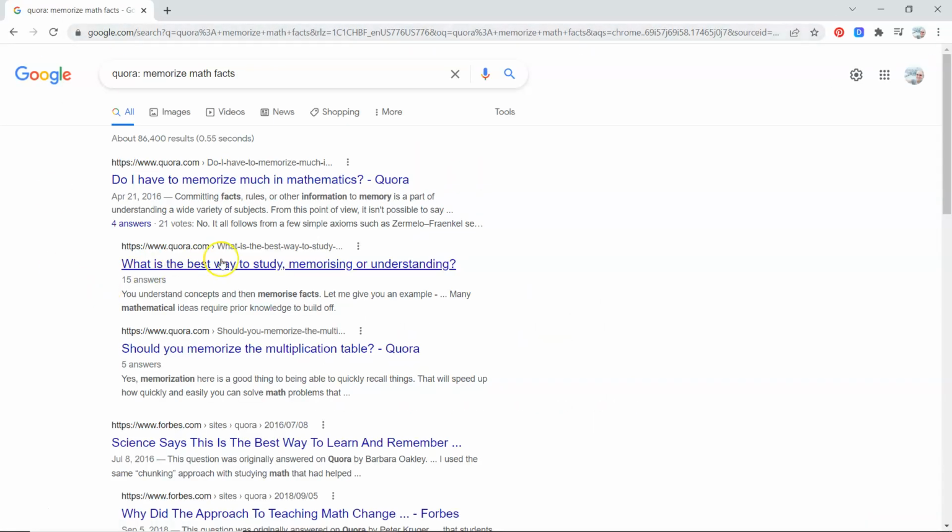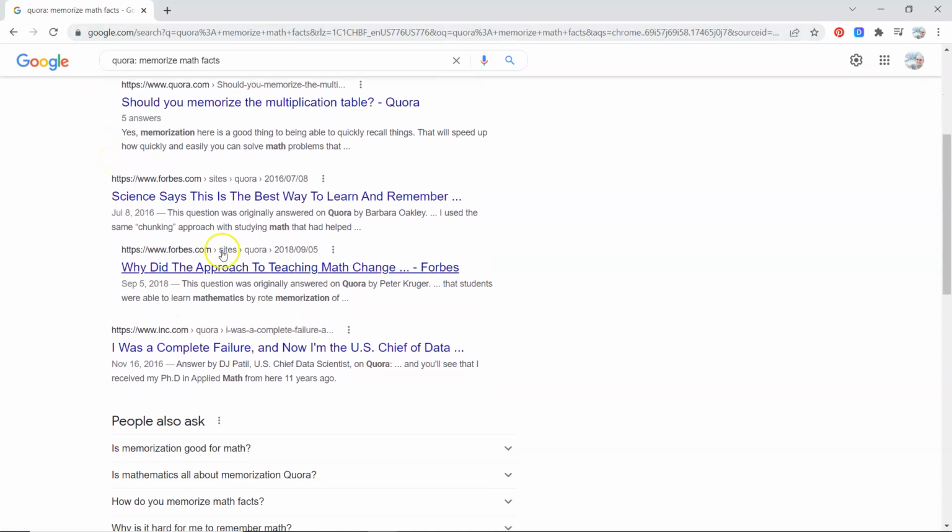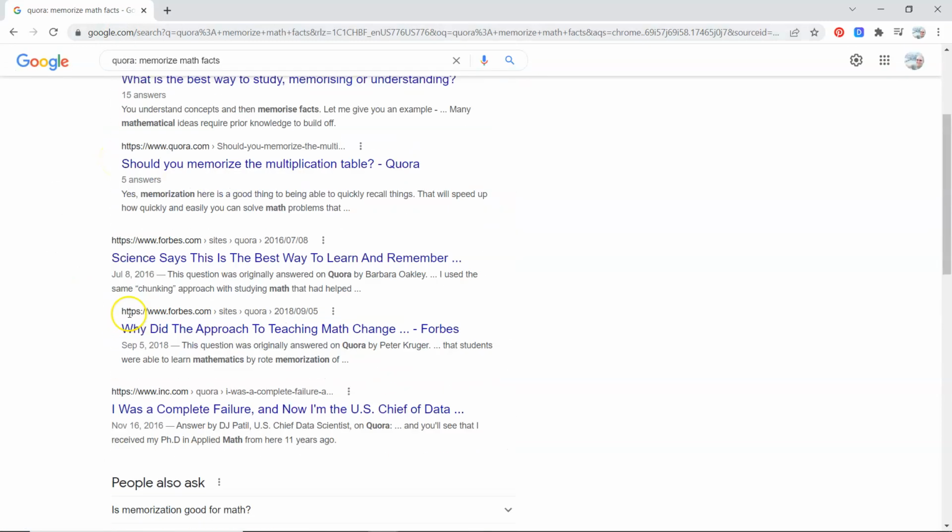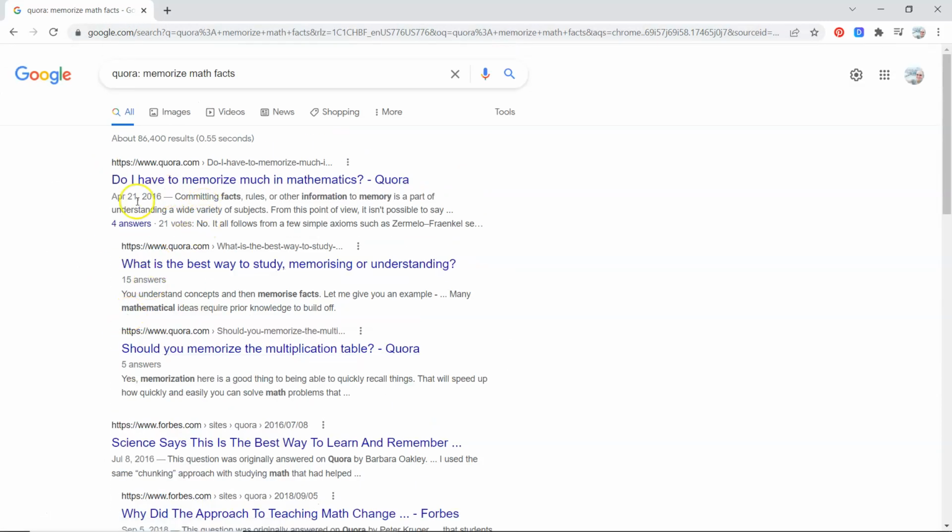Okay, so do you see how all of the search results have been narrowed down to Quora first? So I can see what is being asked on there. I also want to look for what is getting a lot of answers, what's getting a lot of votes, because that means other people are either searching for it or it's a hot topic, maybe a trending topic. And so with ranking, it's going to be quicker and easier to rank on Google. Okay, so, do I have to memorize much in mathematics?